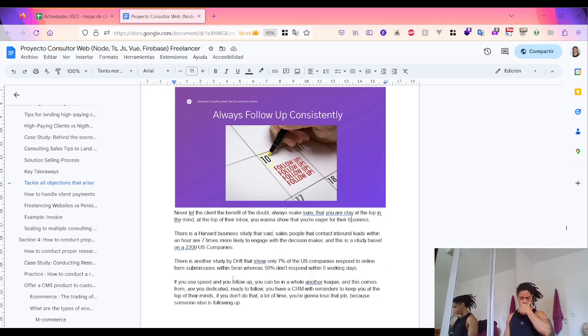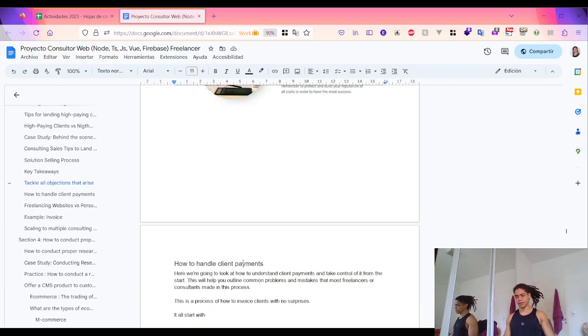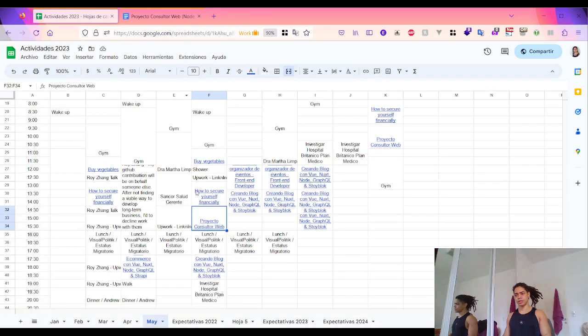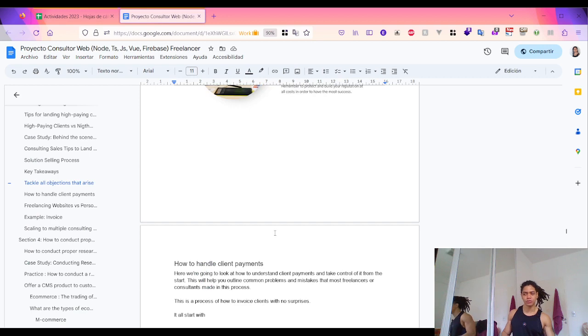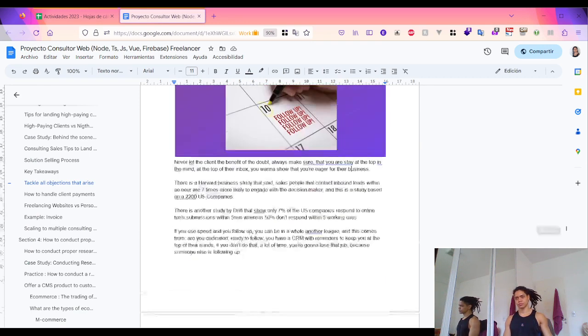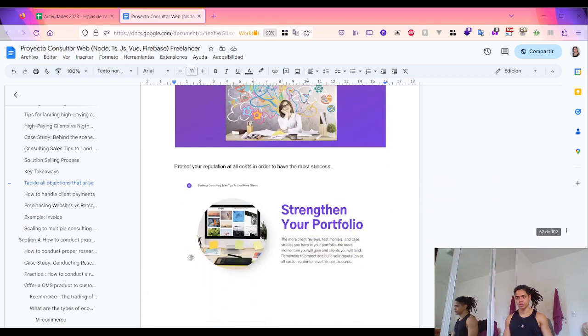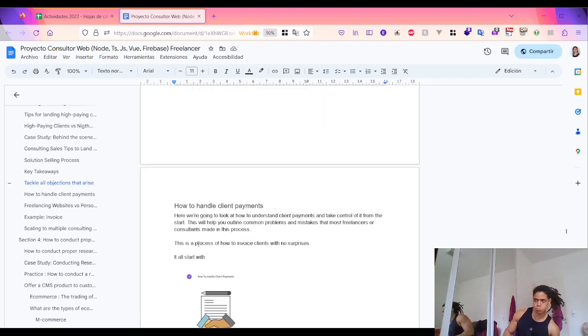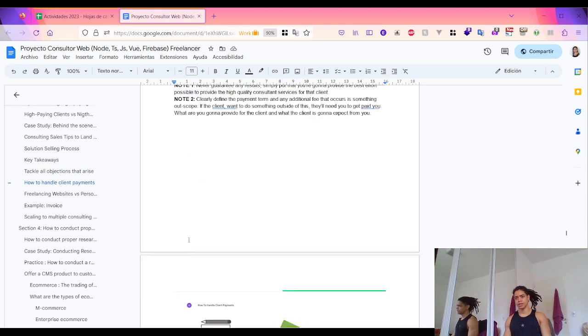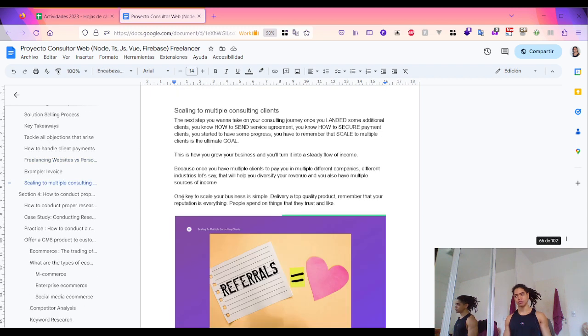This is something that I can apply also as well. What I'm doing is pondering everything that you have learned, like okay, how can I apply everything that I have learned so far? Then I look at how to handle client payments, the freelance website, and personal invoice, and then scaling to multiple consulting clients, which is the ultimate goal of that.